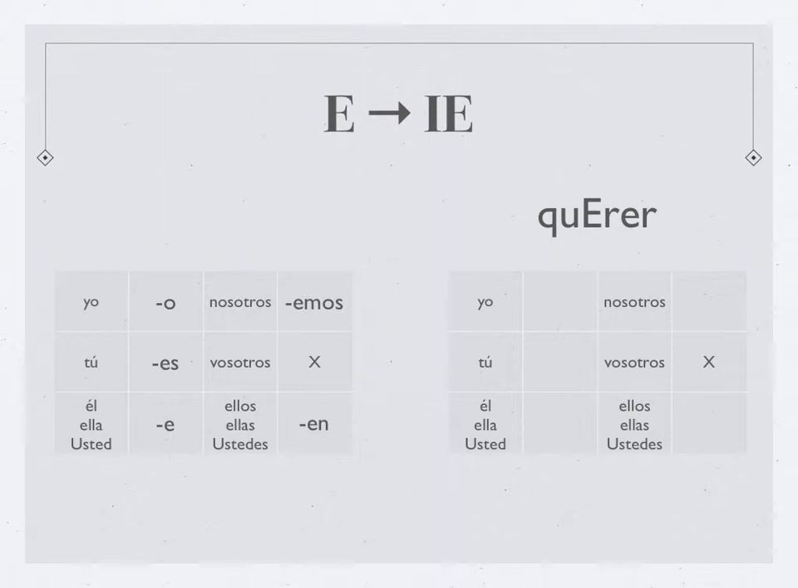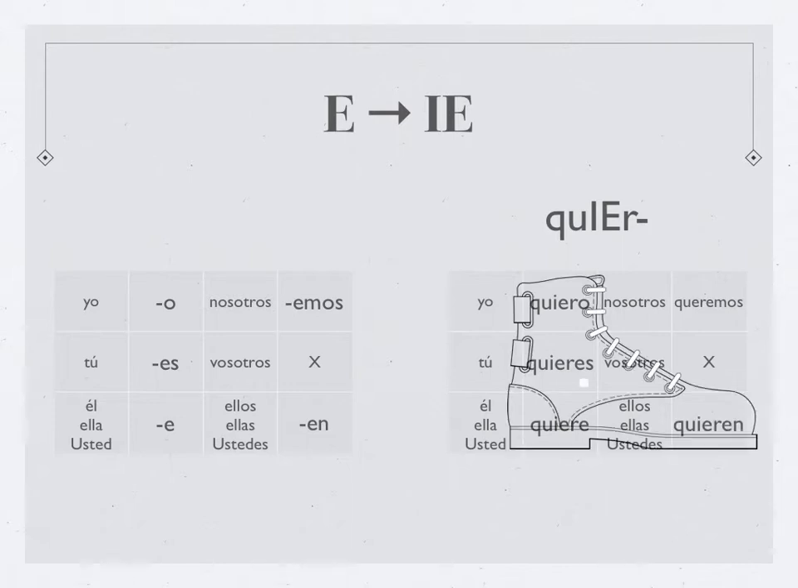So, the first thing we're going to do is take off the ER, and then we're left with quer. So we changed that big E to an IE, giving us quier. So we're going to conjugate this like we would a normal verb with the normal endings. So we have quiero, tú quieres, él, ella, usted quiere, nosotros queremos. So we leave that E as a normal E. It doesn't change to an IE in the nosotros form. And then we have ellos, ellas, ustedes quieren. Now these verbs are also called boot verbs because they stem change in the shape of a boot.